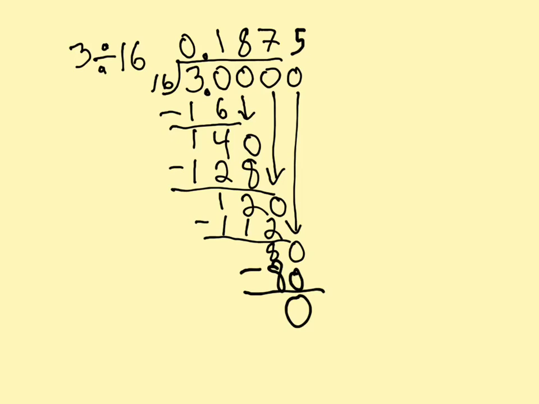So 0.1875. And again, positives, negatives, doesn't matter. Same sign that's going to be a positive answer, different sign that's going to be a negative number.